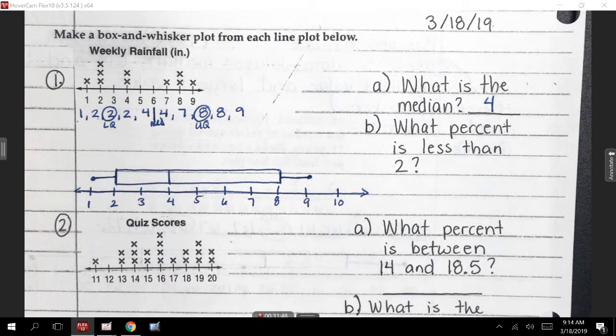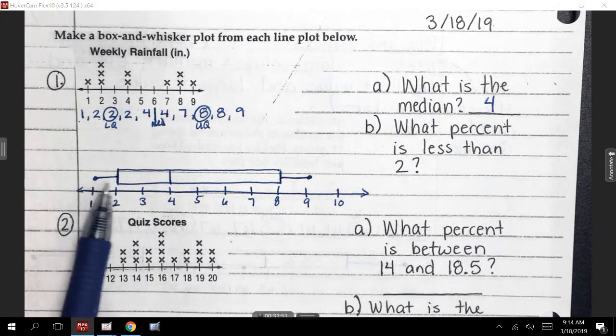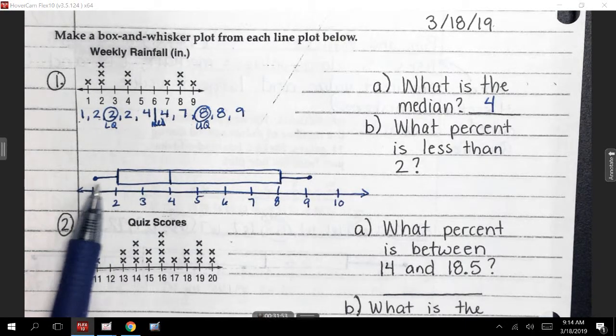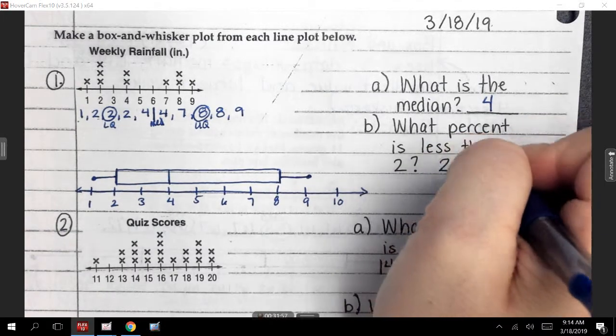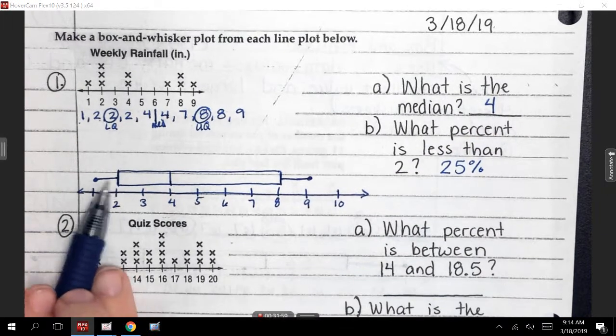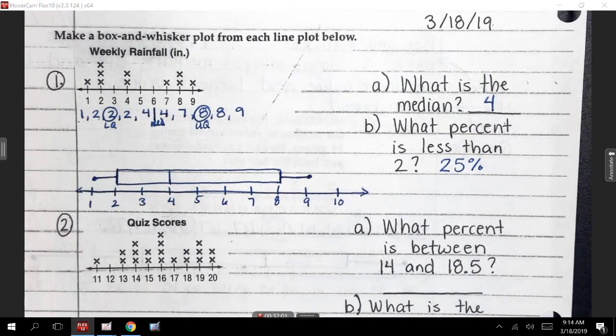So here's my 2. I just have that one piece. Remember, what percent is the whisker? 25%. Each piece is 25%. So since I'm just talking about the whisker here, that's 25% of my graph.